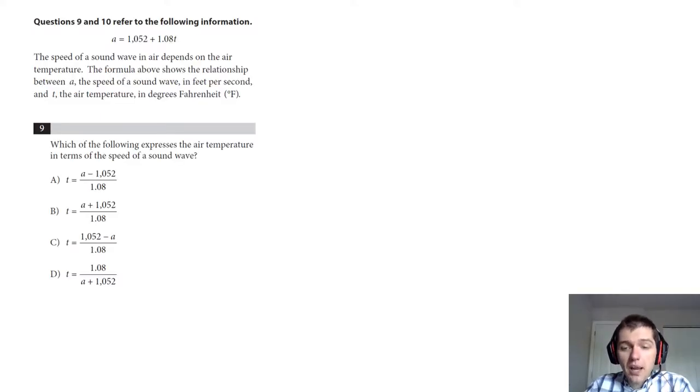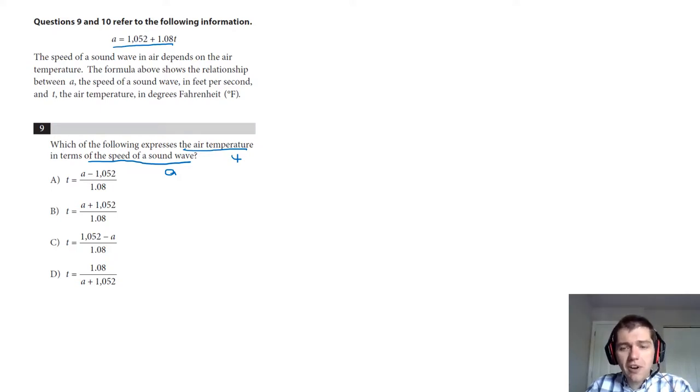Okay, problem 9. They start with a big explainer up top and then ask their question. It's important. Always look at what they're asking first. So which of the following expresses the air temperature? And if you look above, it says air temperature T in terms of speed of the sound wave, A. So all they're asking for is for the equation to be in terms of A. And when they say in terms of, that just means rearrange to put it in that term. So you can just rearrange your equations.